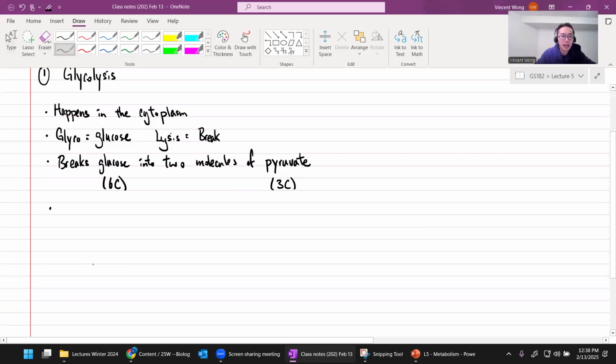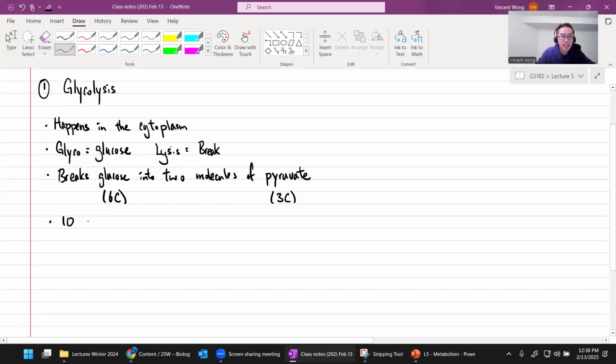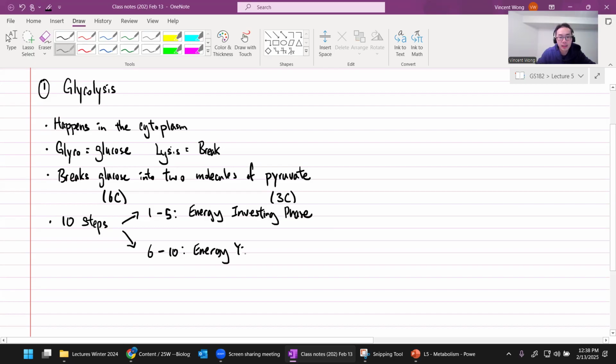Glycolysis has 2 phases. There are actually 10 steps in glycolysis. And don't worry, we're not going to do all 10 steps, okay? Steps 1 to 5 in glycolysis is what we call the energy investing phase. And then steps 6 to 10 is what we call the energy yielding phase.